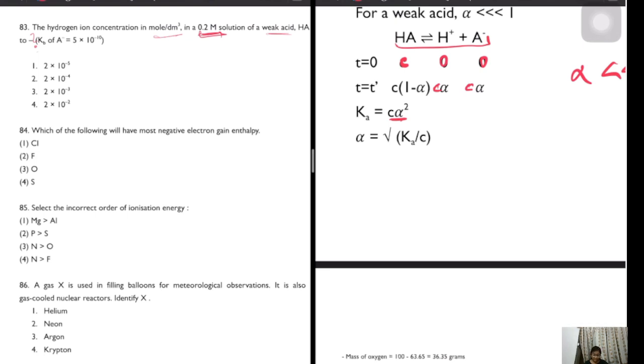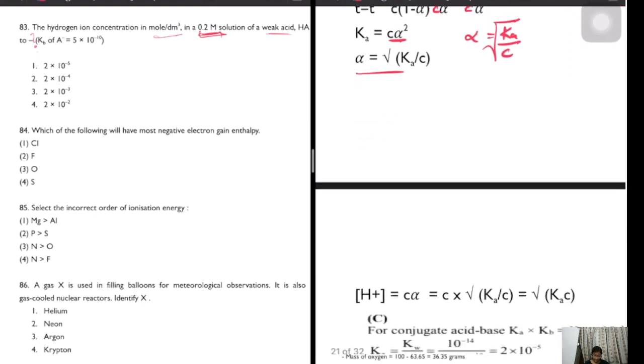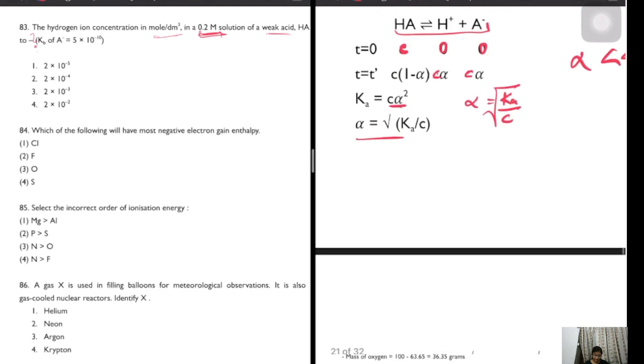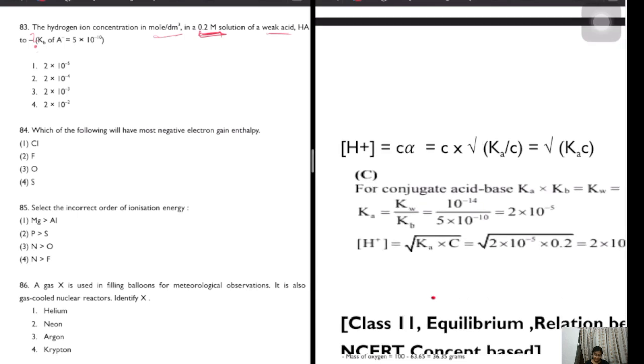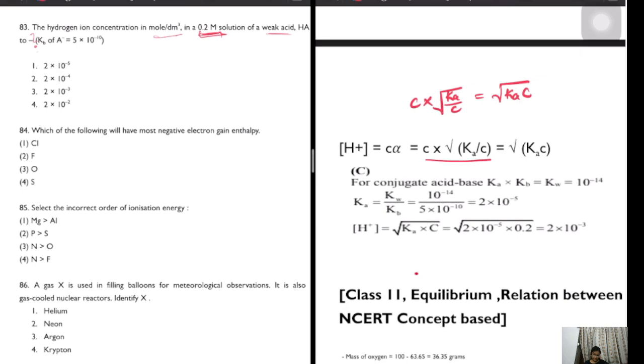Now what happens? Alpha we can just substitute. If this is alpha, then it would be the square root of Ka upon C, right? Then for H positive, that was C alpha. That is, it would become C into the square root of Ka upon C. And now it will be the square root of Ka into C. So we know the expression now.